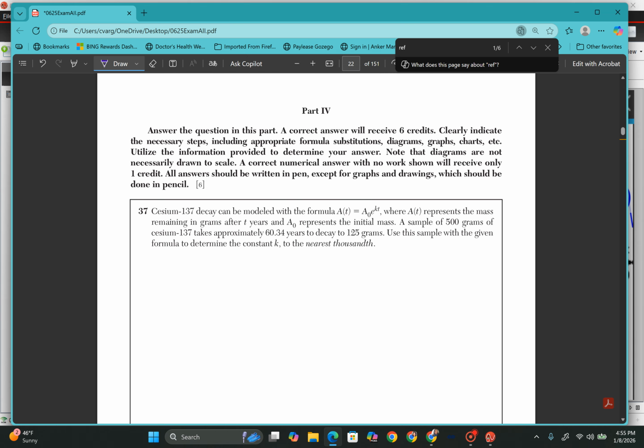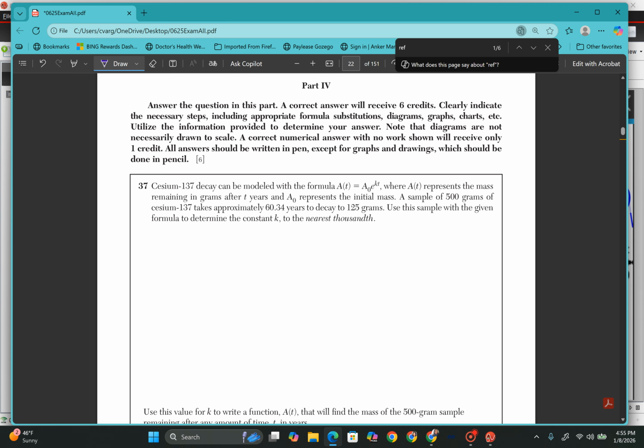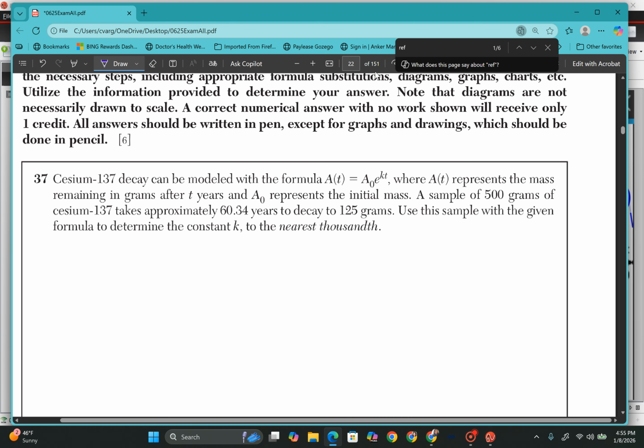Not bad. Okay. So cesium. So they give us a formula here. And then they tell us what each of these numbers mean. So we are looking to find out the initial amount sample of 500 grams. That is our A0. And then it's going to be e to the k. So right now we don't know what the k is, but we do know that the time, right, is 60.34. Okay, so now we're just going to go and it says how long it takes to get to 125 grams. So let's go ahead.